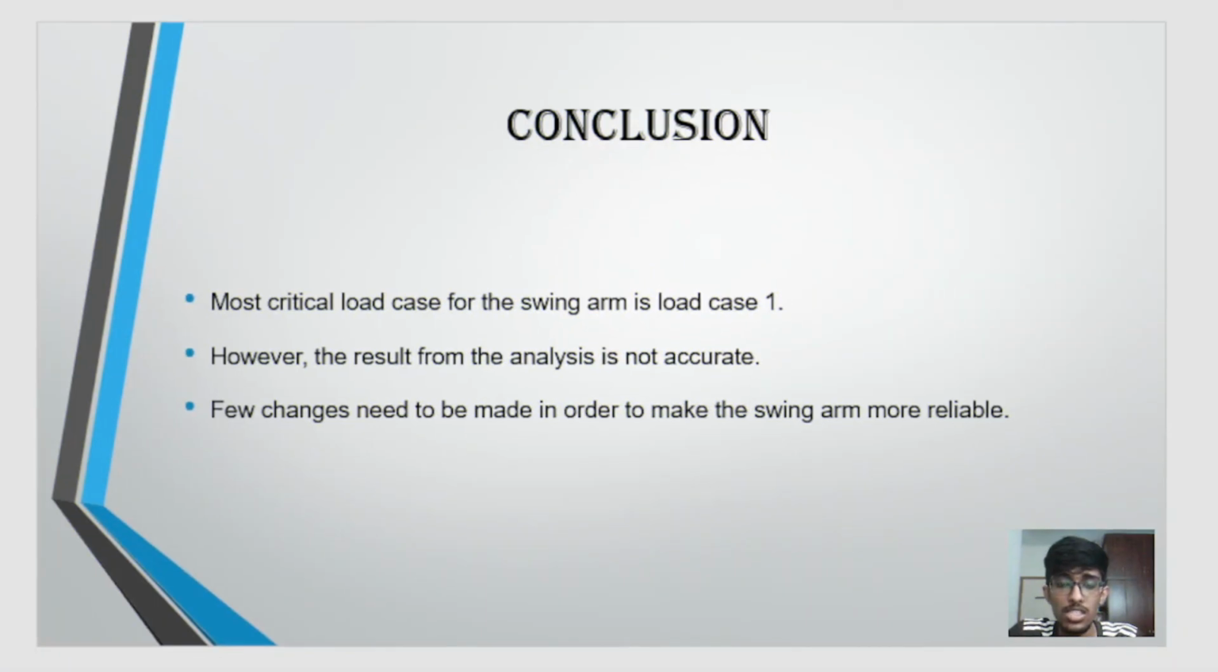After a few discussions among ourselves, we came to the conclusion that the most critical load case for the swing arm is load case 1. However, the result from the analysis is not accurate, as there will be no fixture to the swing arm in real life. This means that the maximum stress applied to the swing arm will be reduced significantly. However, there will be a few changes needed to make the swing arm more reliable. Not to forget, the objective for our case study has been achieved as well.